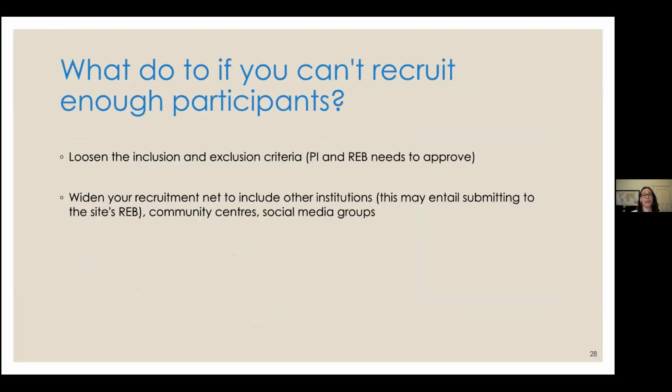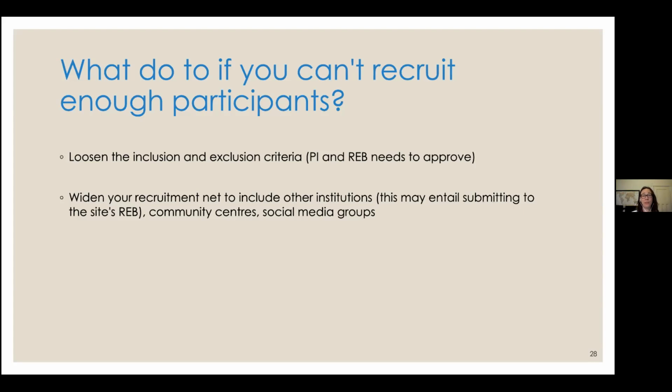And what do you do if you can't recruit enough participants? So in that discussion that you're having with your team looking at recruitment flow, do you need to maybe loosen the inclusion or exclusion criteria? That's obviously something that you're going to discuss with your PI and have the REB involved if you need to make any amendments.